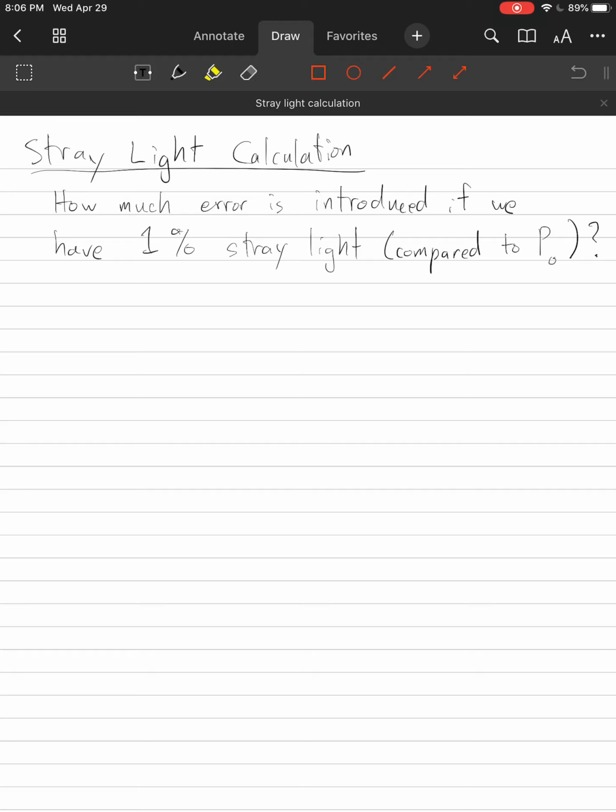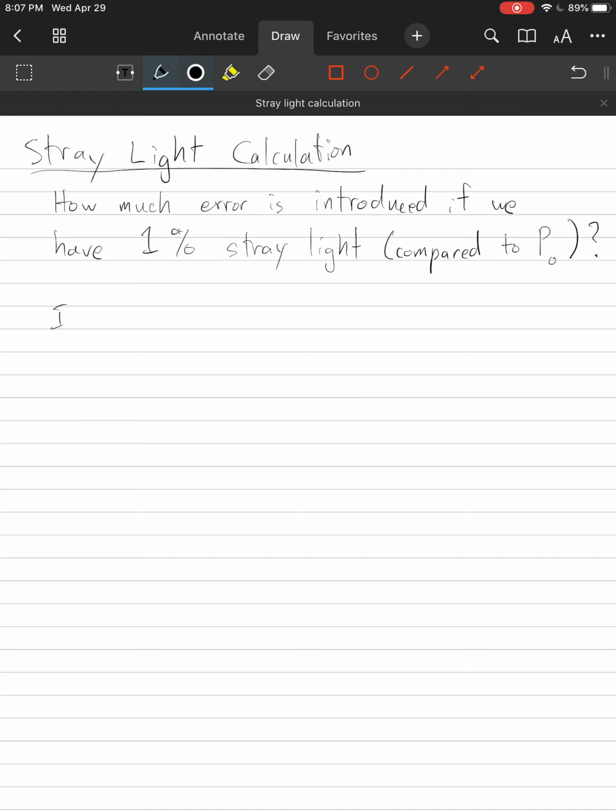In my video on monochromators, I talked about stray light and how it can affect the absorbance measurements you have and cause errors. So let's do a calculation where we say we have 1% stray light, and the amount of stray light is compared to P naught, the signal we have when there is no absorbance, so when there's no sample in our instrument. Let's look at two examples.